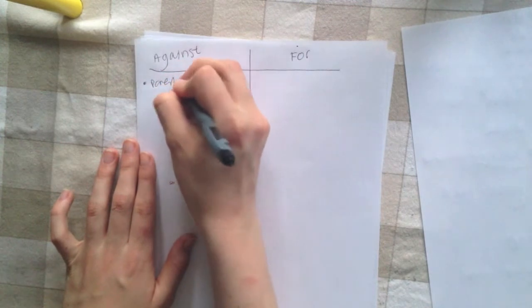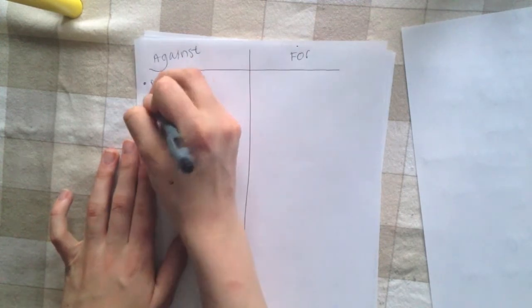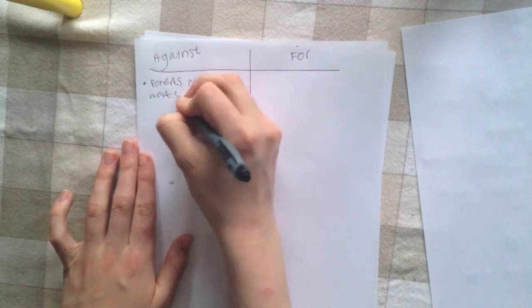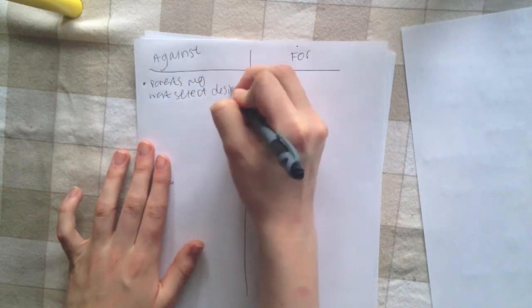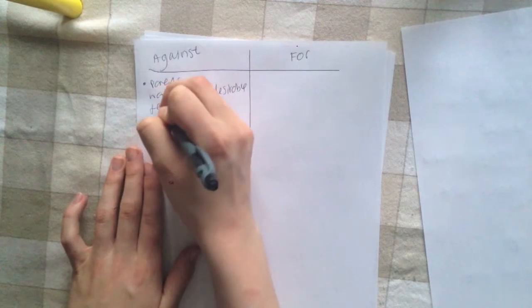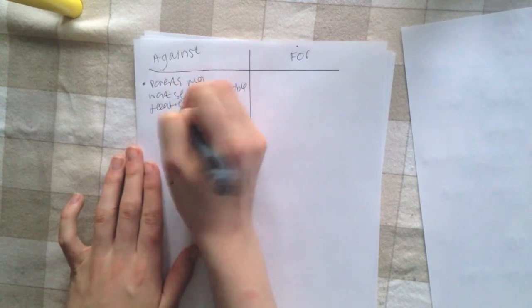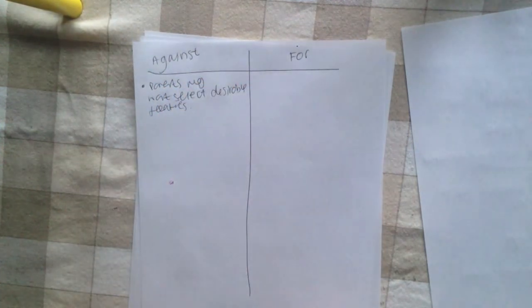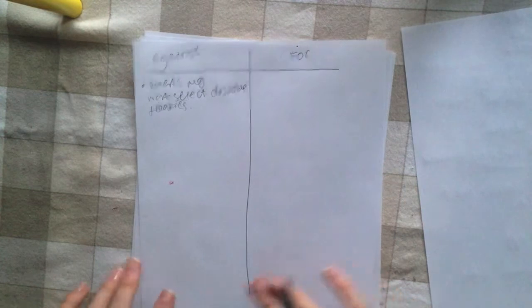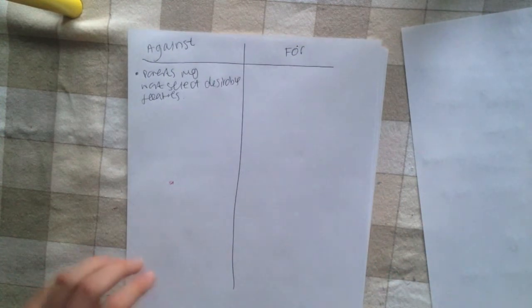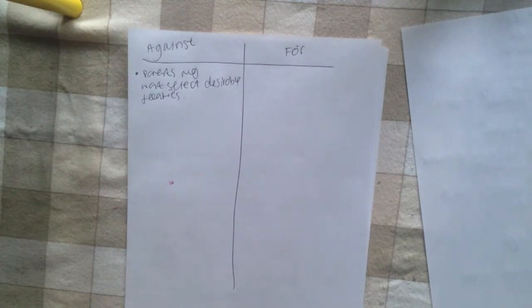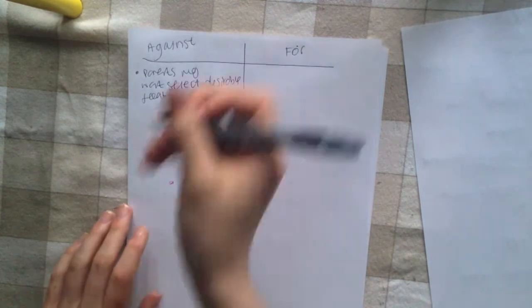The parents may want to select desirable features for their baby. Although it's good for choosing whether your child will have a genetic disorder or any disorder, it could lead to maybe parents wanting to choose eye colour, hair colour, or even gender sometimes.